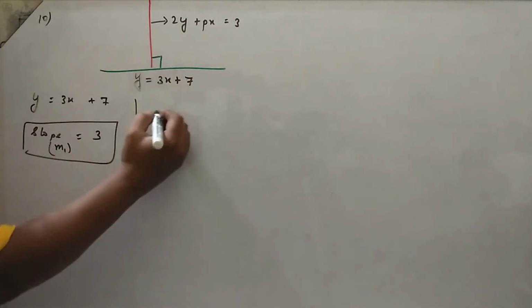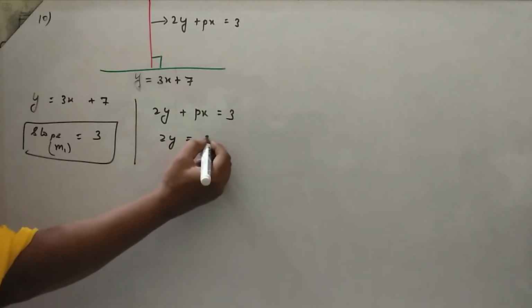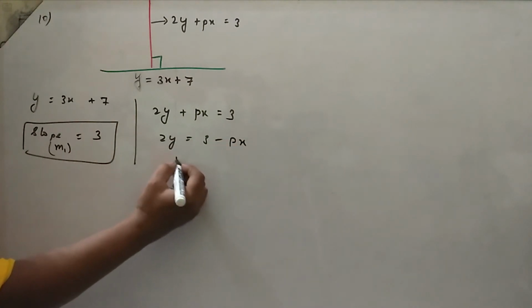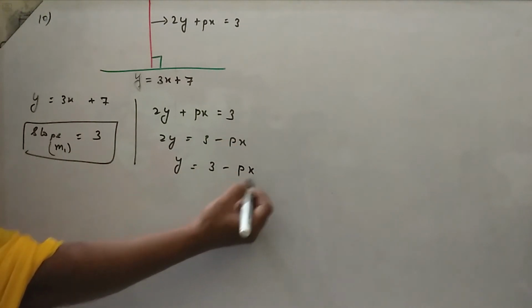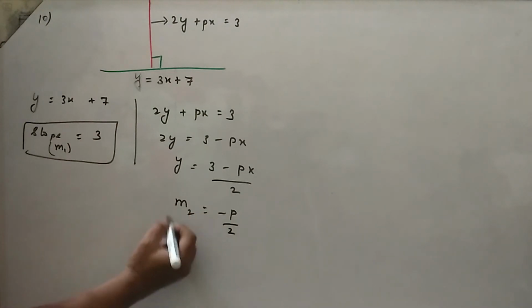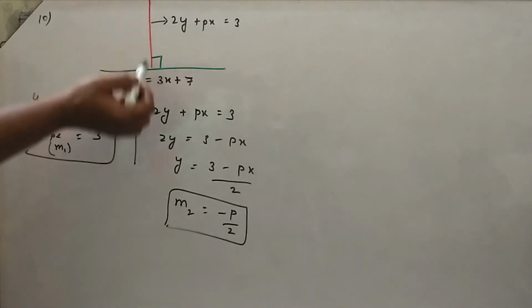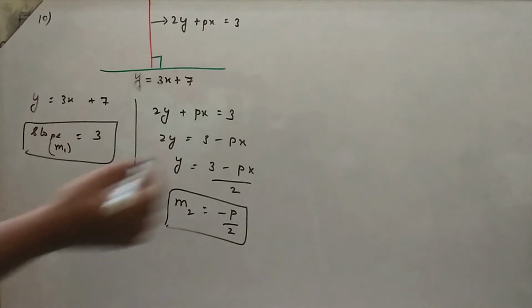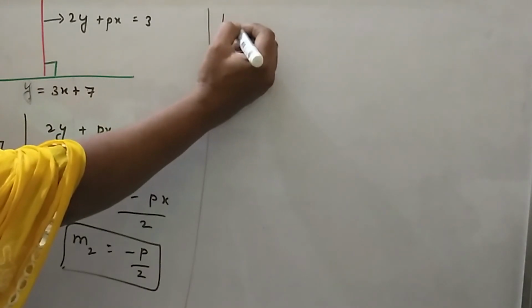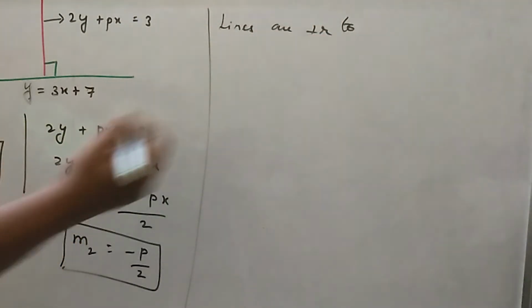Then take the second one, 2y plus px is equal to 3. 2y is equal to 3 minus px. Okay, y is equal to 3 minus px upon 2. So, m2 is minus p upon 2. Clear? So, m1 is 3, m2 is minus p upon 2. Now, what is the condition given? Lines are perpendicular to each other.